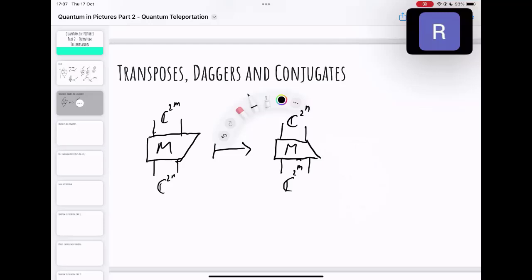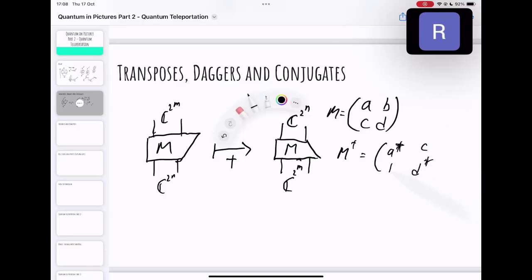Then this corresponds to taking the dagger of a linear map. That's just taking the transpose of the matrix and then taking the element-wise complex conjugate of each entry in the matrix. So if this was M, then M dagger would be, well, now we just reverse these entries. So I'm taking the transpose.